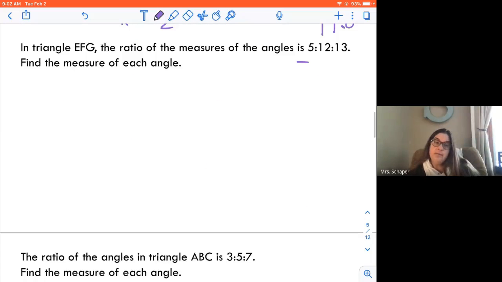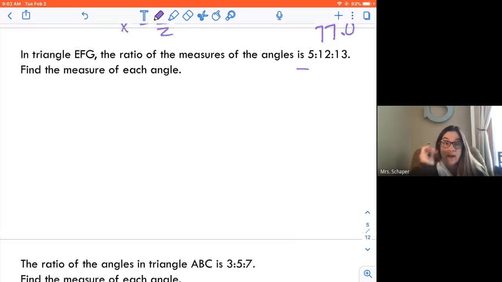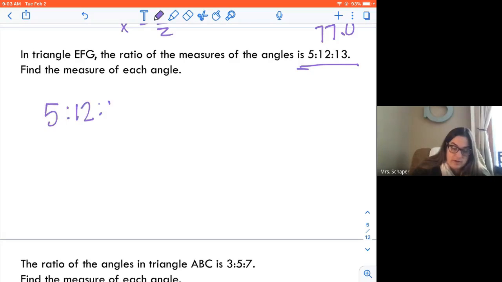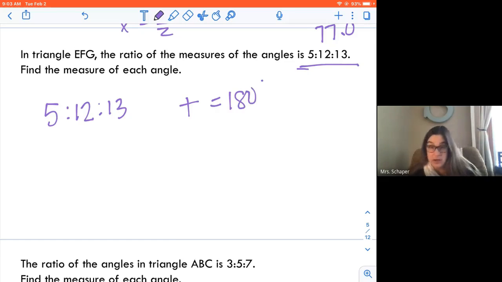In a triangle, the ratio of the measures of the angles is 5 to 12 to 13. Okay, so my ratio is 5 to 12 to 13. I know that the total needs to equal 180 degrees. So now what I need to do is figure out what's my multiplier.